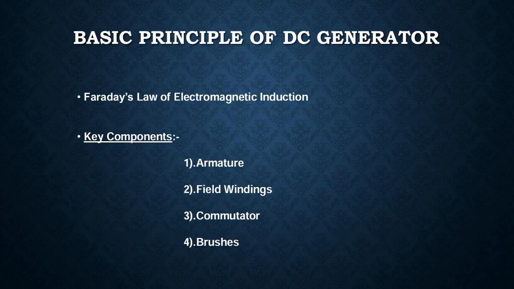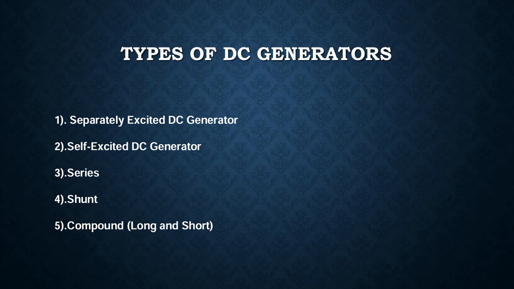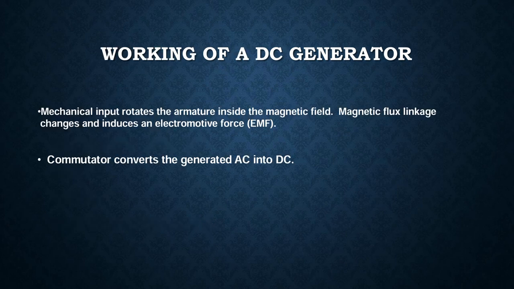Now I will be explaining the basic principle of DC generator. It works on Faraday's law of electromagnetic induction. The key components for this law are armature, field winding, commutator, and brushes. The further topic is types of DC generator. There are mainly five types of DC generator. First, separately excited DC generator, self-excited DC generator, series, shunt, and compound, meaning long and short DC generator.